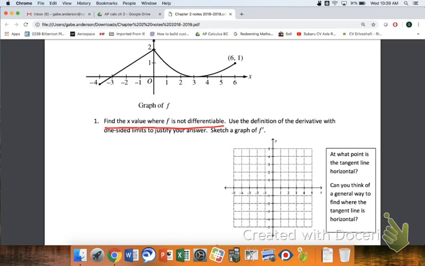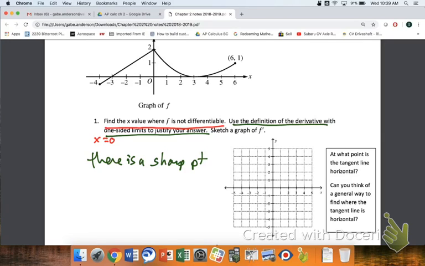Sharp point. Okay, so we found that, so we could say x equals 0 is where this point of non-differentiability happens. But then it goes on to say, not only do we have to identify it, we are supposed to use the definition of the derivative with one-sided limits to essentially rigorously prove what you just said, that x equals 0 is this. And so if it says use the definition of the derivative with one-sided limits, and you write this, there is a sharp point there.